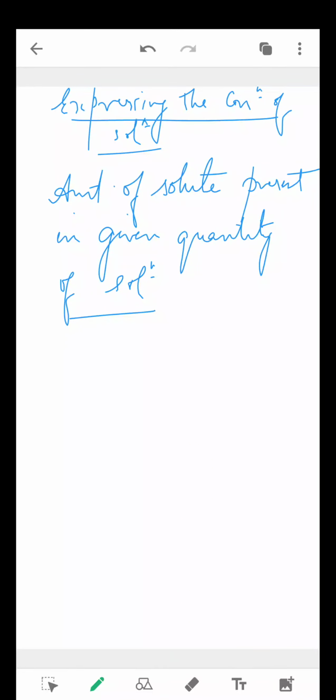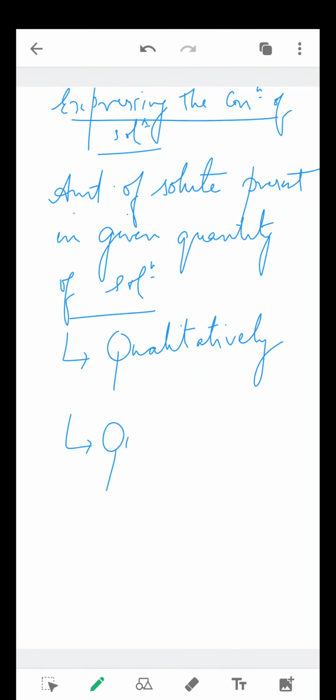Now the concentration can be expressed either qualitatively or quantitatively.